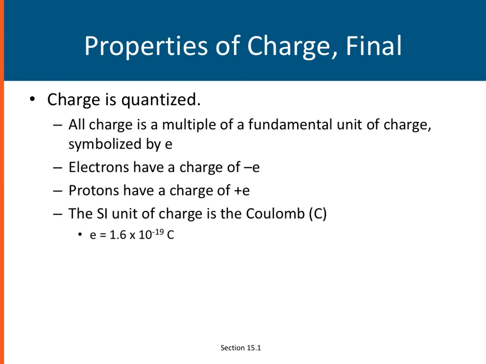Coulombs is our new unit for charge. So you can only have integer multiples of e. You can't have half e or a quarter e or negative 0.75 e. You're only allowed to have integer multiples of e. And like I said before, charge is measured in coulombs, named after the guy who just kind of discovered charge first.